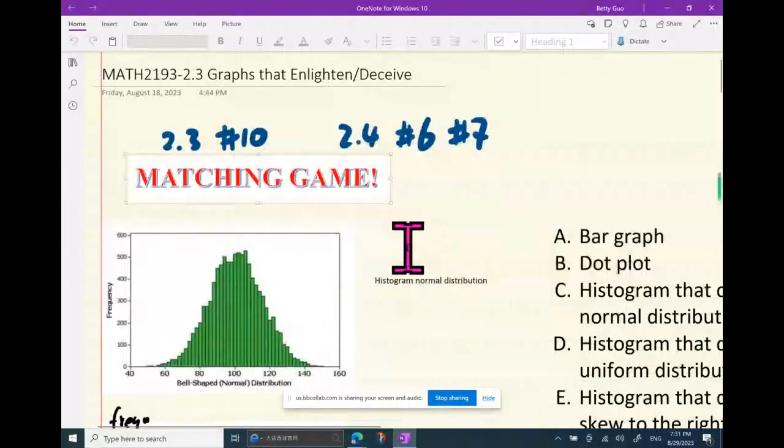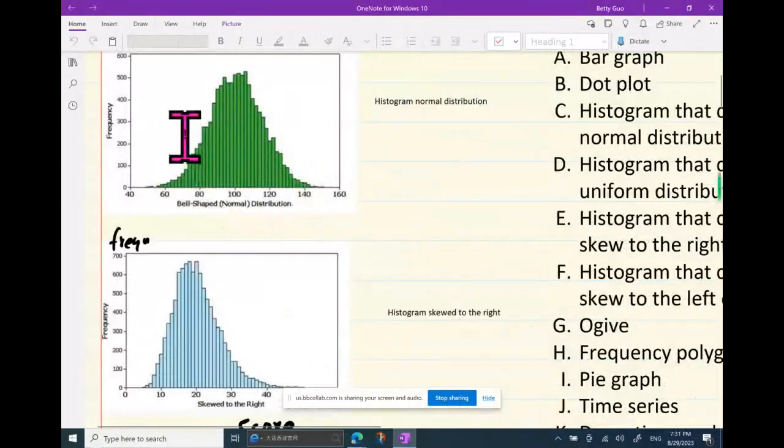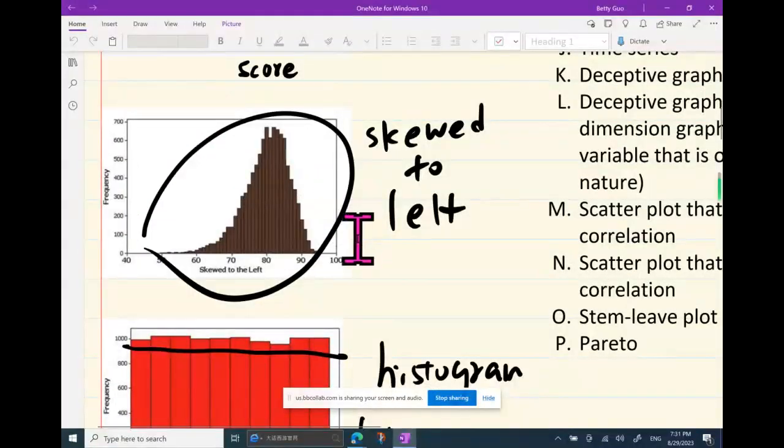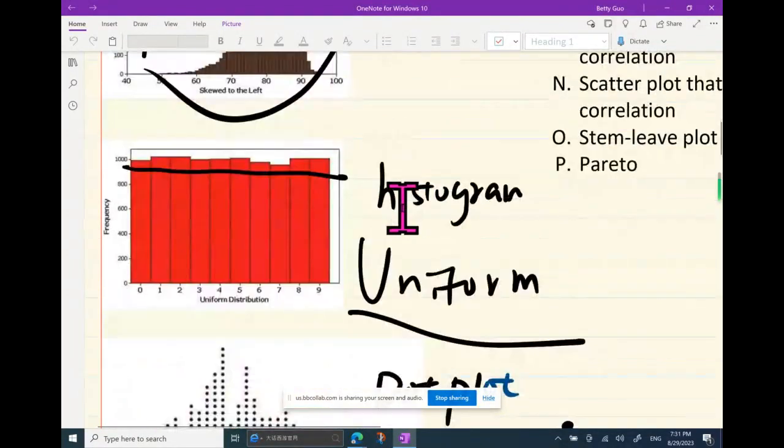Yeah, we have seen the histogram. This is a histogram demonstrating a normal distribution. This is a histogram demonstrating a distribution skewed to the right. This one is also a histogram, skewed to the left. Skewed to the left is also called negatively skewed. This is a histogram displaying a uniform distribution. Those bars have similar heights, not exactly the same, but very similar.